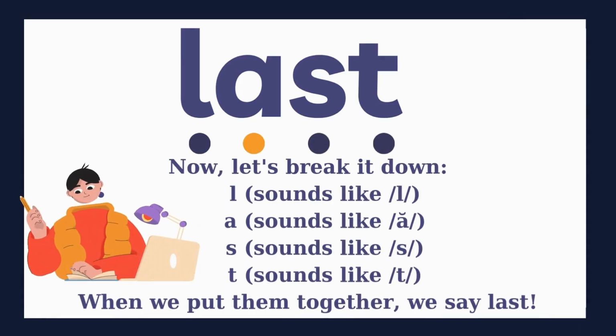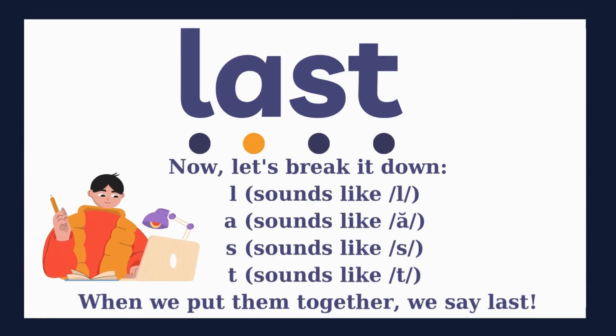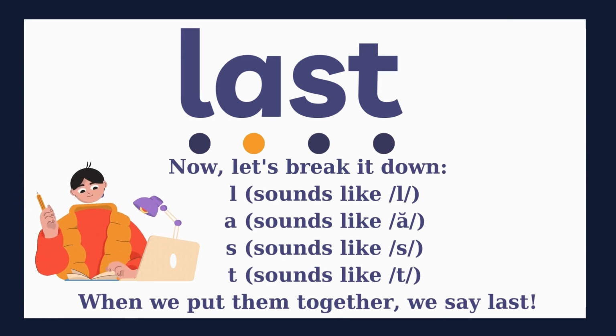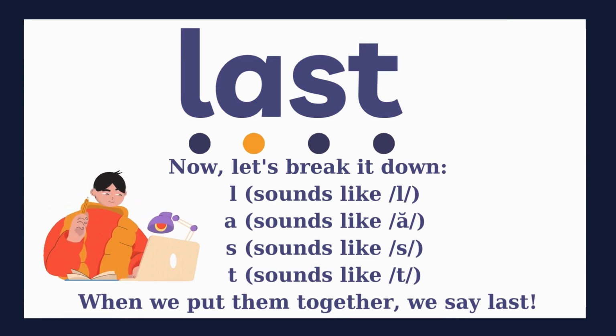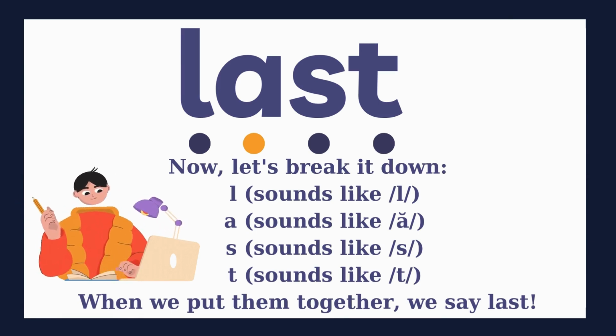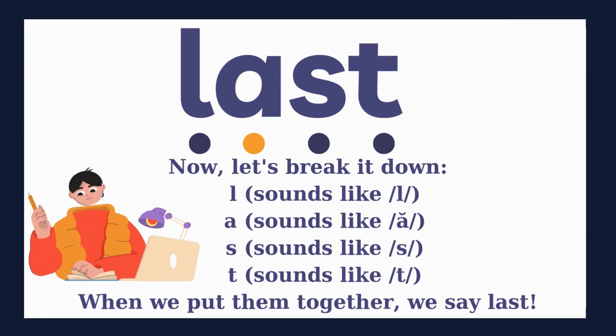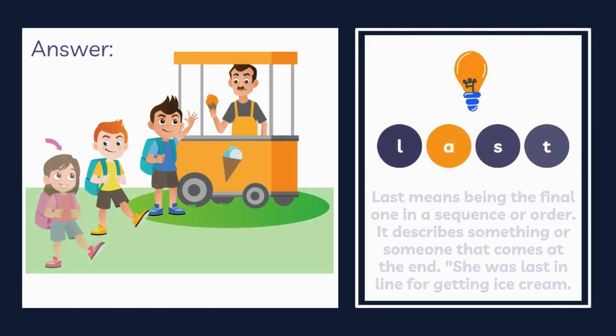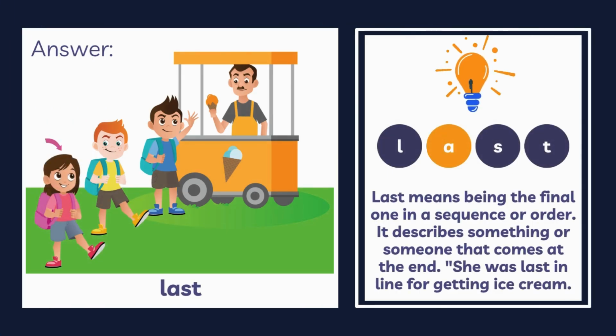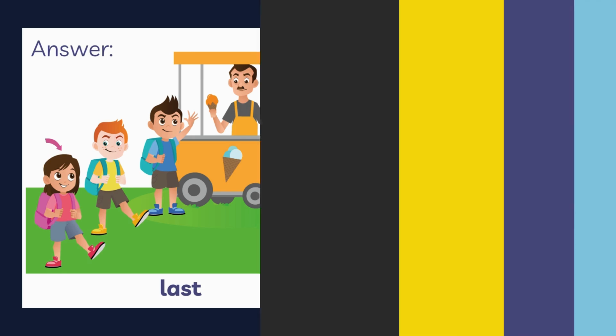Last. Now let's break it down. L sounds like L. A sounds like A. S sounds like S. T sounds like T. When we put them together, we say last. Last means being the final one in a sequence or order. It describes something or someone that comes at the end. She was last in line for getting ice cream.